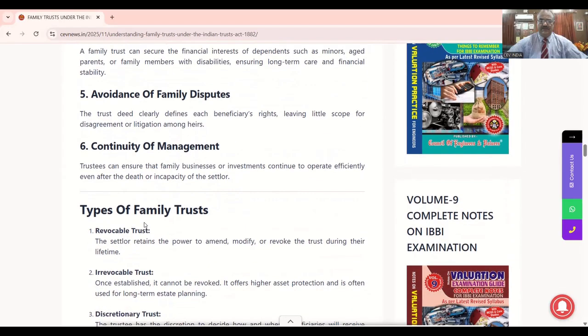Then point number 6 is continuity of management. Trustees can ensure that family business or investment continues to operate efficiently even after the death or incapacity of the settlor. तो इन केस अगर सेटलर के साथ कुछ हादसा होता है और या फिर उनकी इनकैपेसिटी होती है मैनेज करने की, तो ट्रस्टीज उसको लुक आफ्टर करते हैं, और ट्रस्टीज ये इंश्योर करते हैं कि फैमिली बिजनेस और इन्वेस्टमेंट कंटिन्यूज टू ऑपरेट efficiently even after the death or incapacity of the settlor.